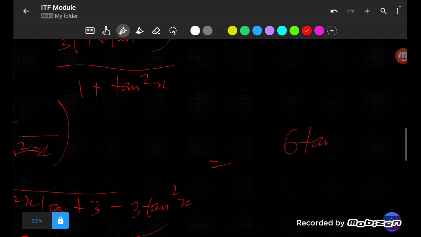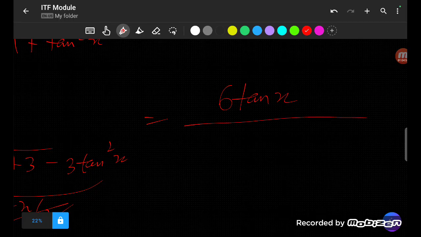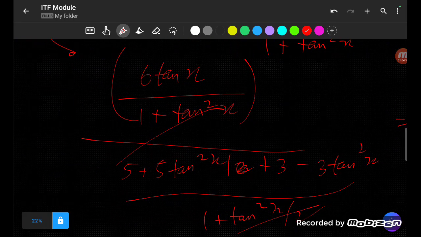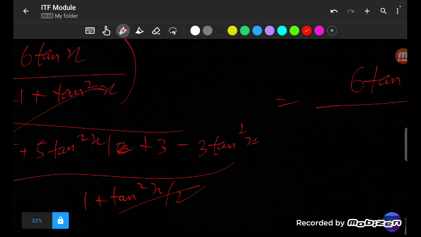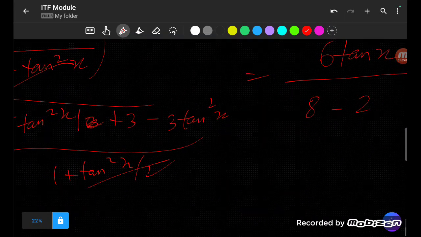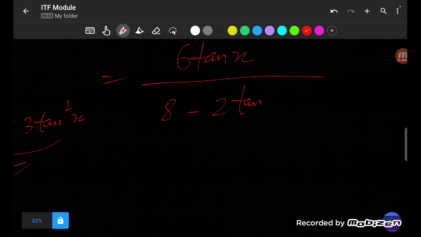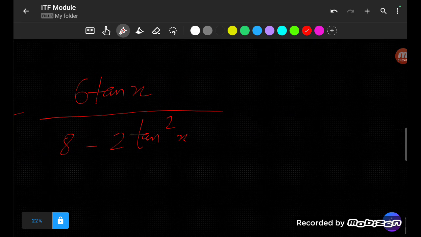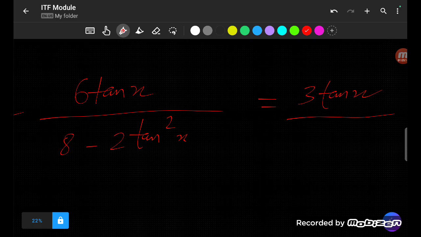Equals 6 tan x upon 8 minus 2 tan square x, which equals 3 tan x if you divide it by 2, which is 4 minus tan square x.